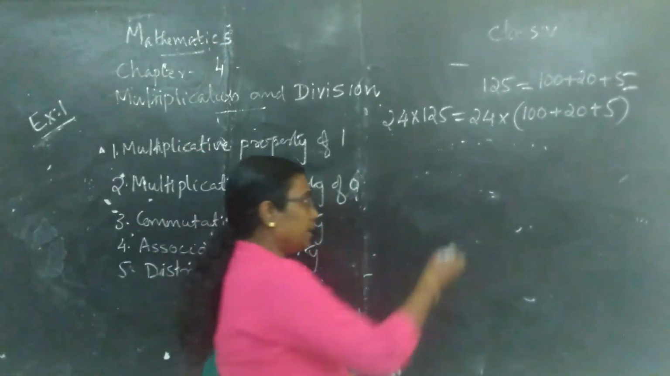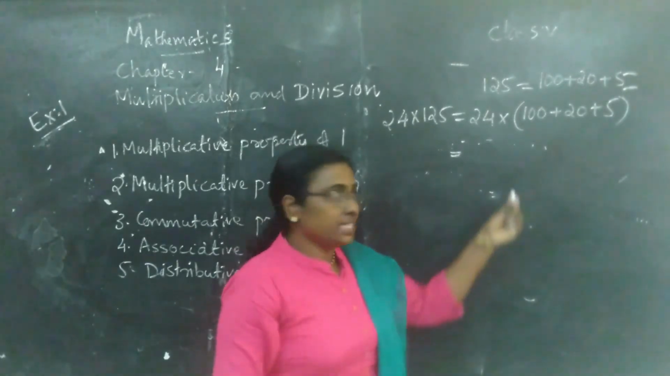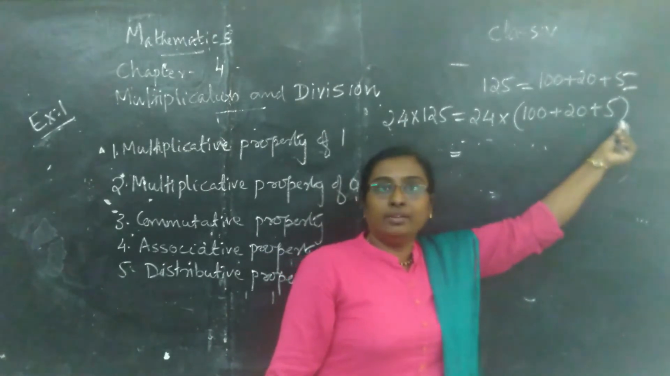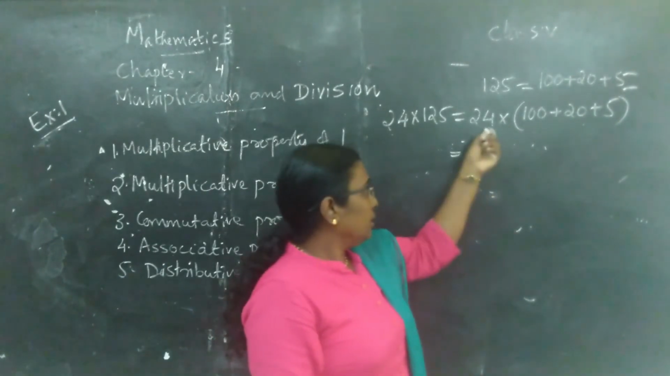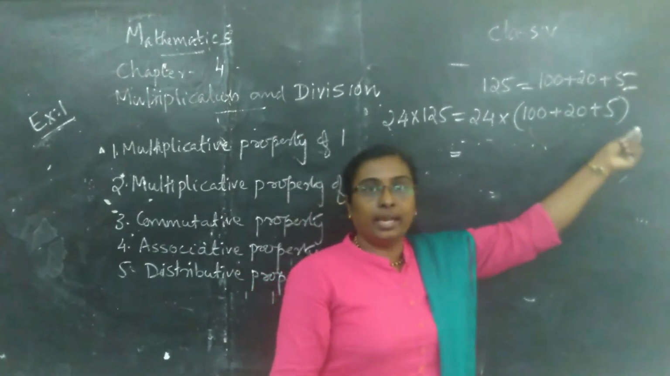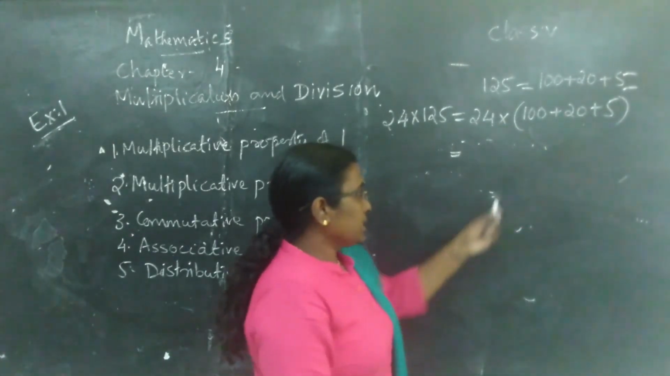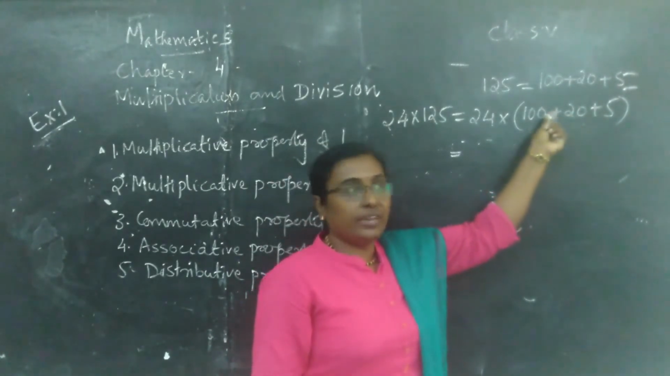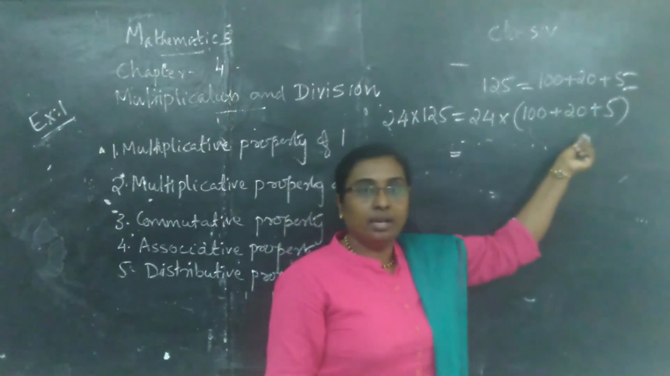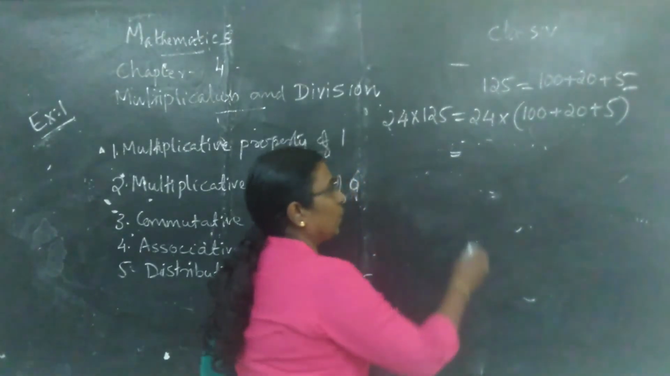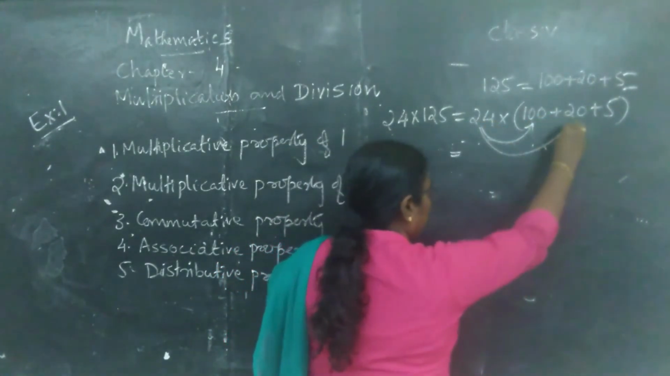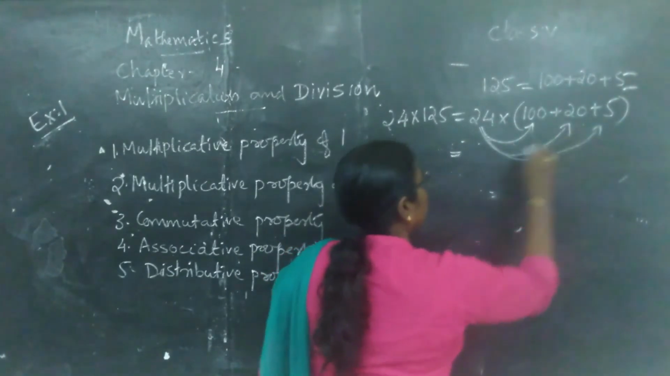Here we distribute this multiplication to 100, 20 and 5. Clear? In this case the symbol is plus, so we add these numbers. So we distribute this multiplication over addition. How can we find the product? First we multiply 24 with 100, then with 20, then with 5.